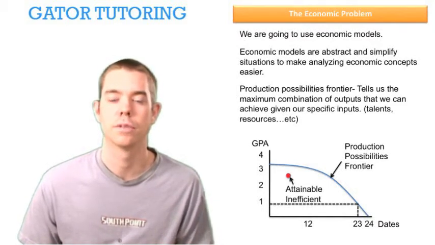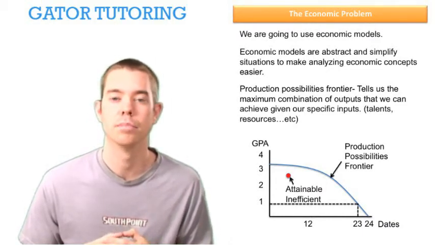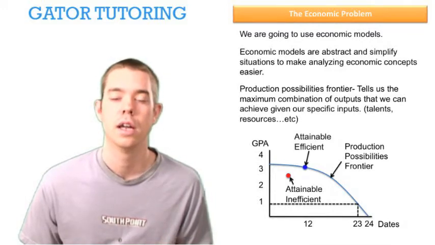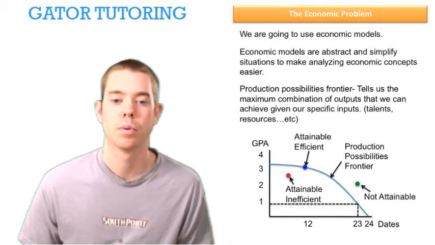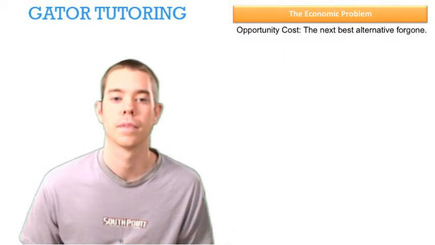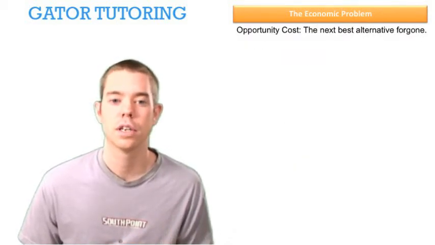This point is what we call attainable and inefficient. We can reach this point, but we're basically just wasting time because we're not on the production possibilities frontier. This point is what we call attainable and efficient. Any point along the production possibilities frontier, we're using our resources efficiently. And this point is just not attainable. We just cannot, with the resources given, reach this point. An opportunity cost is the next best alternative forgone.